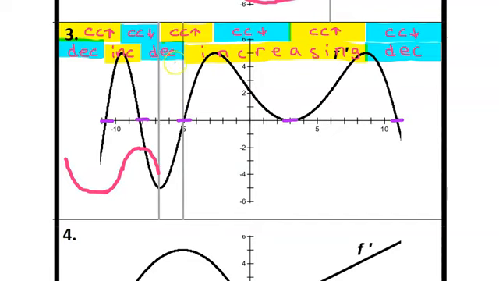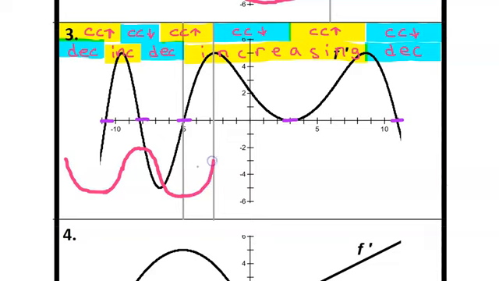In the next interval, f should be decreasing, concave up, and it should end at a horizontal tangent line. So here we go. Decreasing, concave up, and ending at a horizontal tangent line. In the next interval, f should be increasing, concave up, with no horizontal tangent line at the end. So here we go. Increasing, concave up.